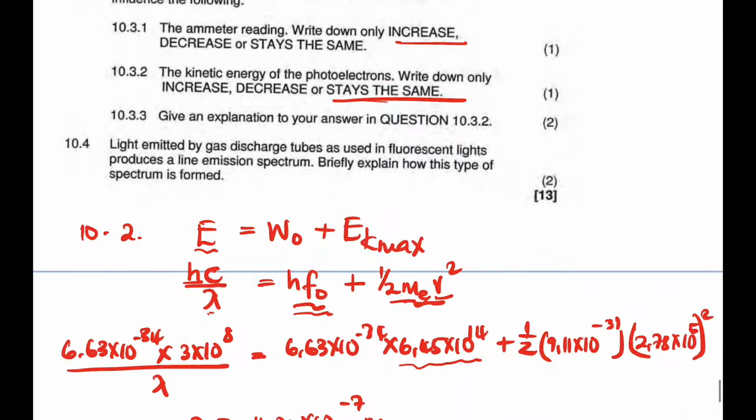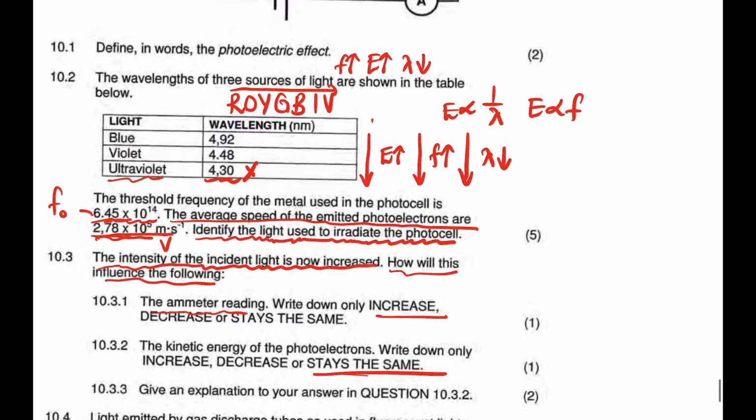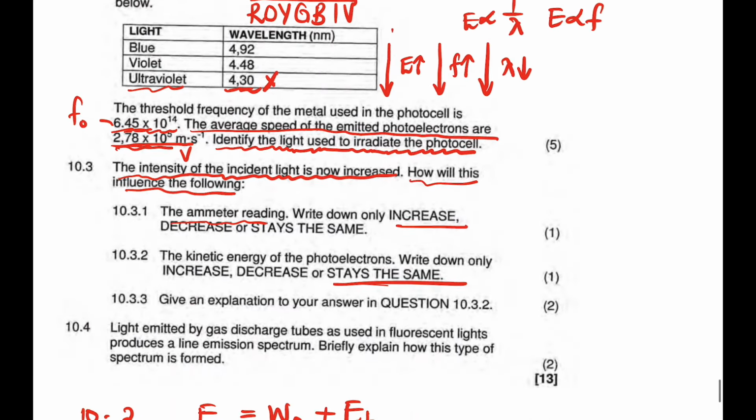Let's go to 10.3. It says the intensity of the incident light is increased. So when they talk about the intensity, guys, you must know they talk about the brightness, which is the power. The brightness and the intensity of the light is the same, and the power is the same. Now it says, how will this influence the ammeter reading? So the answer here, guys, is going to be increase.